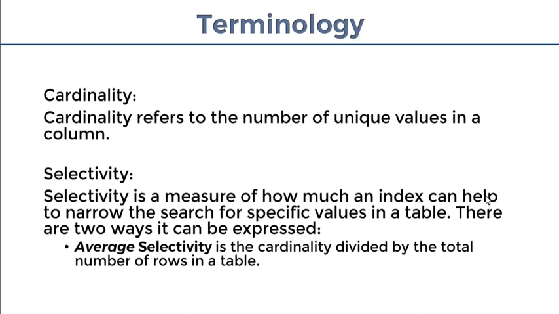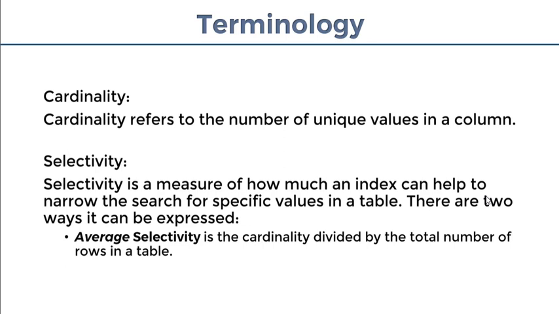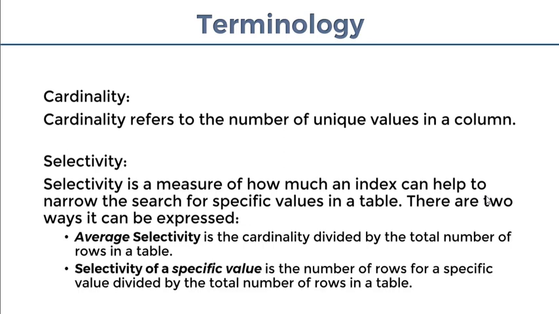Selectivity is a measure of how much an index can help to narrow the search for specific values in a table. There are two ways it can be expressed. Average selectivity is the cardinality divided by the total number of rows in a table. Selectivity of a specific value is the number of rows for a specific value divided by the total number of rows in a table.